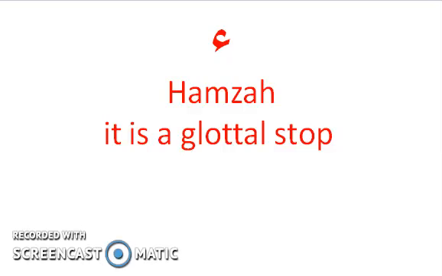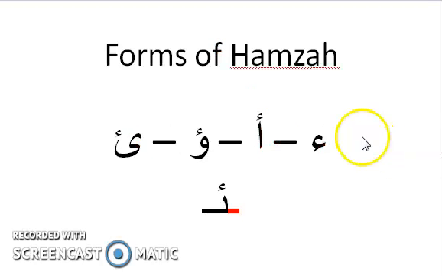Last time we studied the Arabic alphabet, but we didn't talk about Hamza. Hamza is a glottal stop. When we pronounce it, we say "a." And this Hamza takes many forms when we use it in writing. Let's see the forms of Hamza.